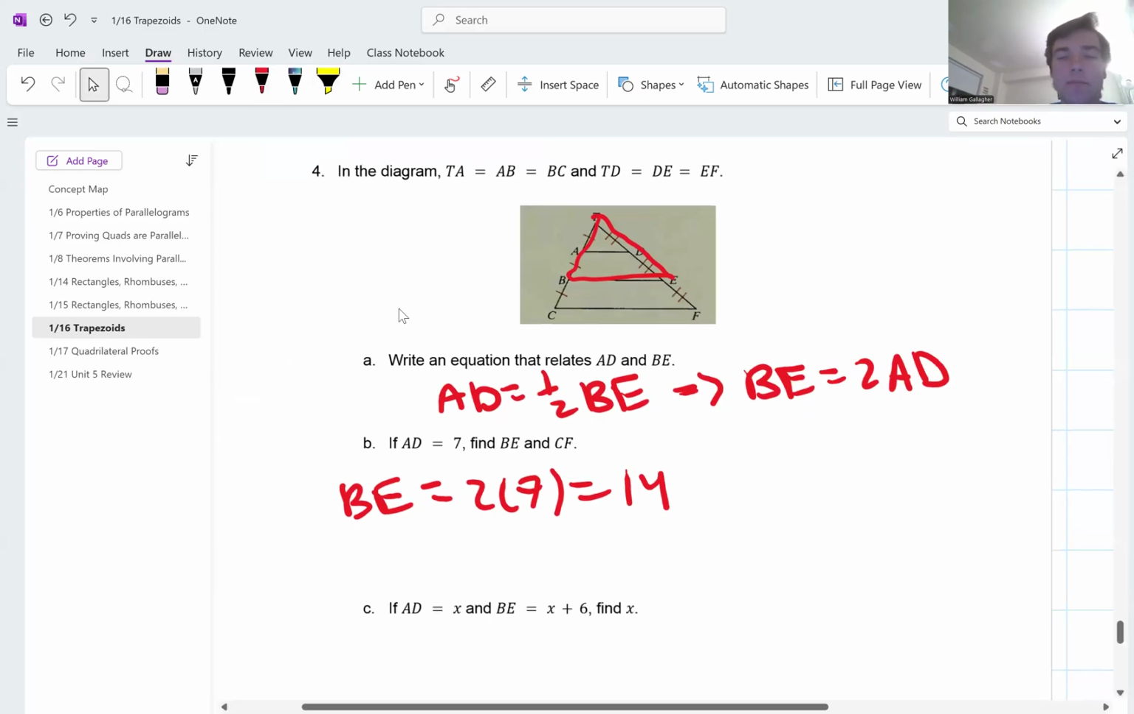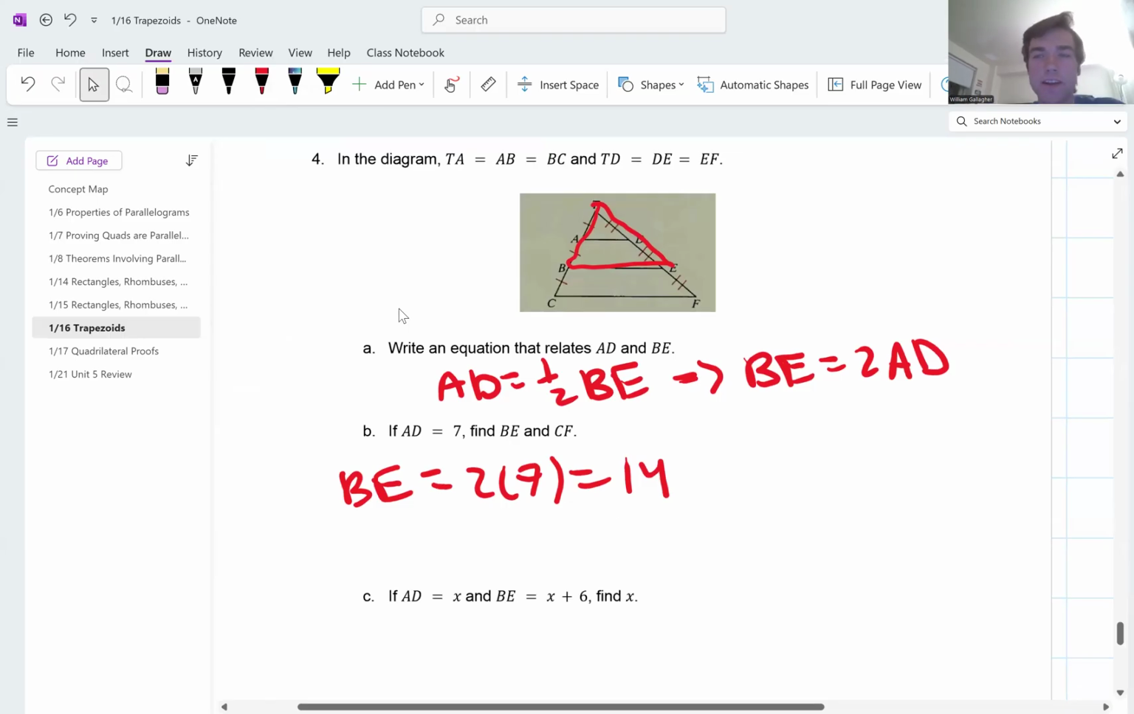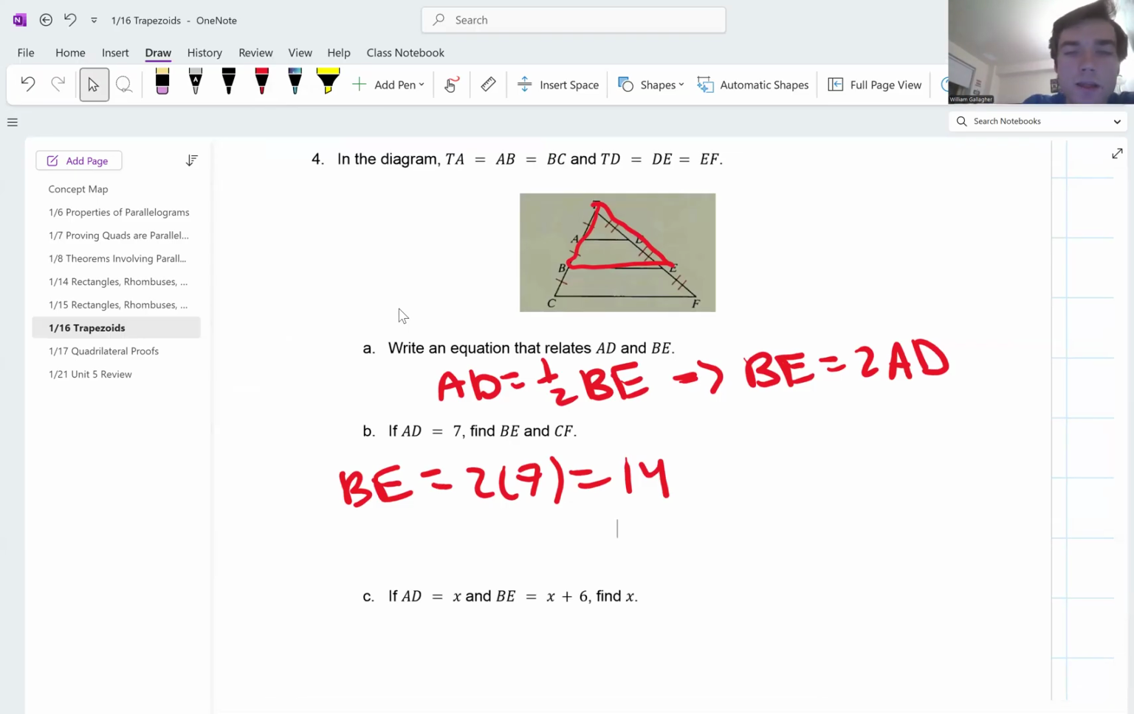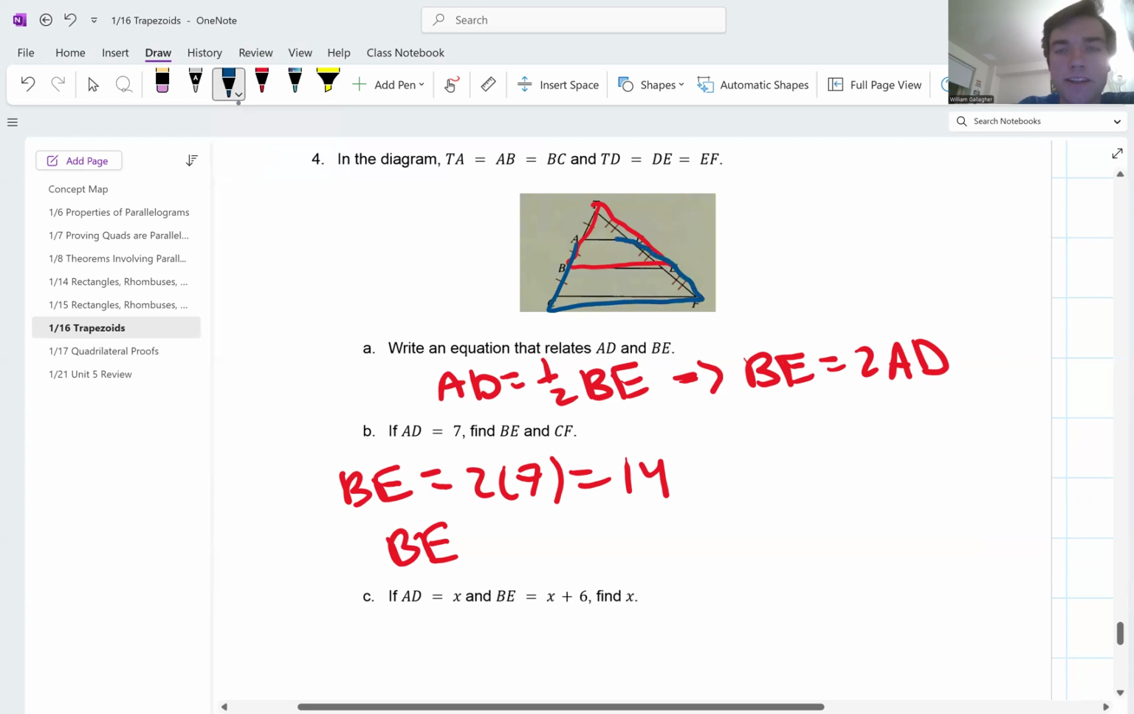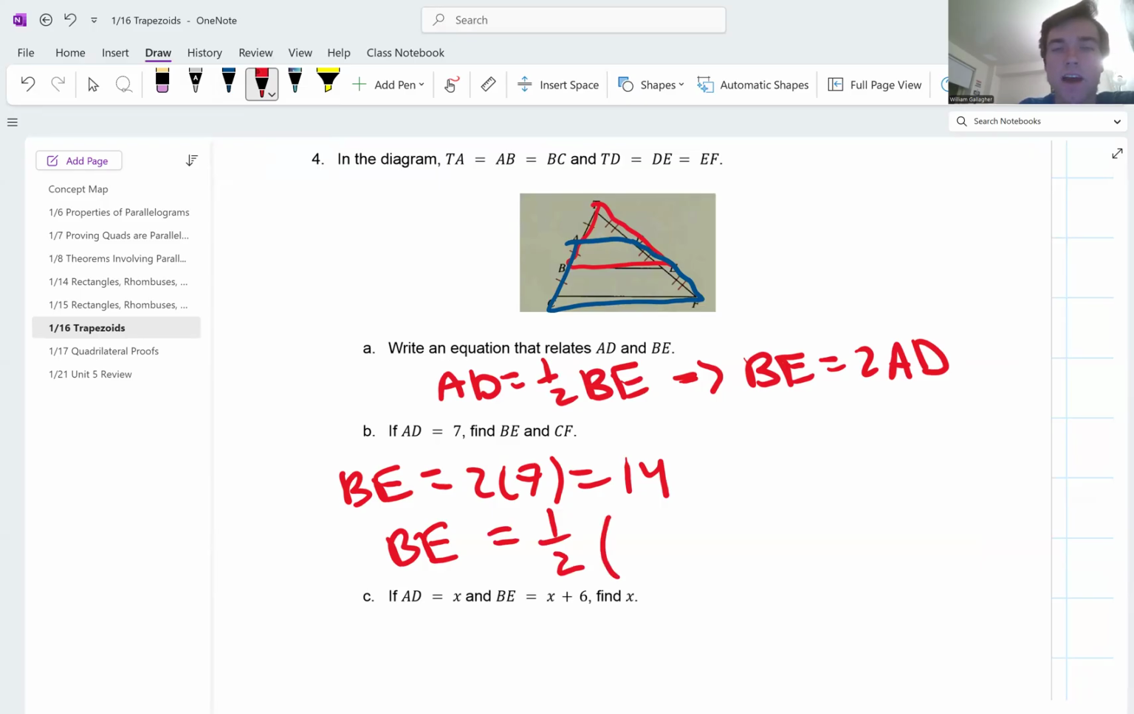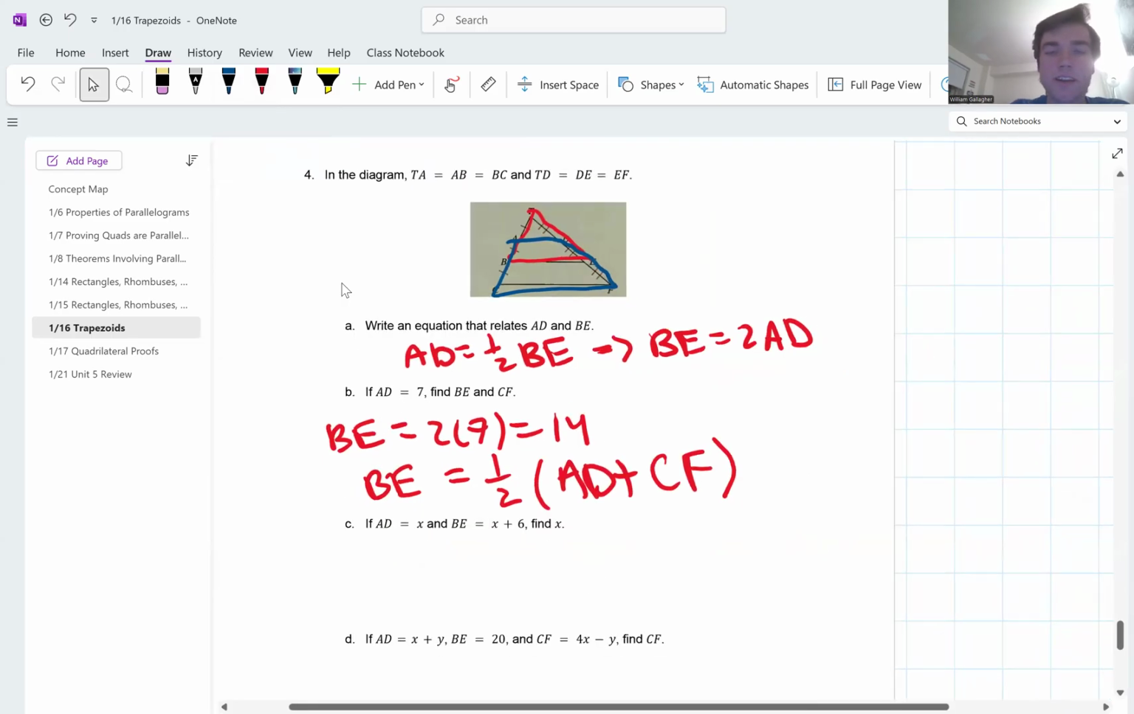And now what happens is that I've got to figure out what CF is. And so BE, again, is the median of trapezoid ADFC. And so maybe I'll mark that up in blue, right? BE is the median, and I know that the median of a trapezoid is 1/2. In this case, it's going to be AD plus CF. All right. And of course AD, maybe I'll just erase this.